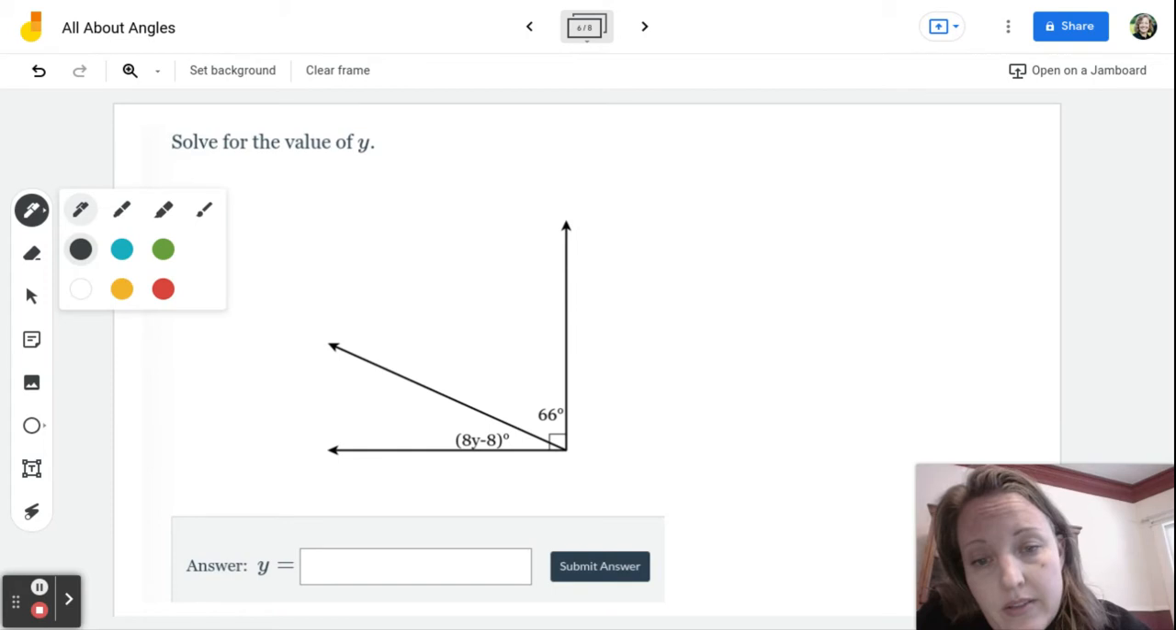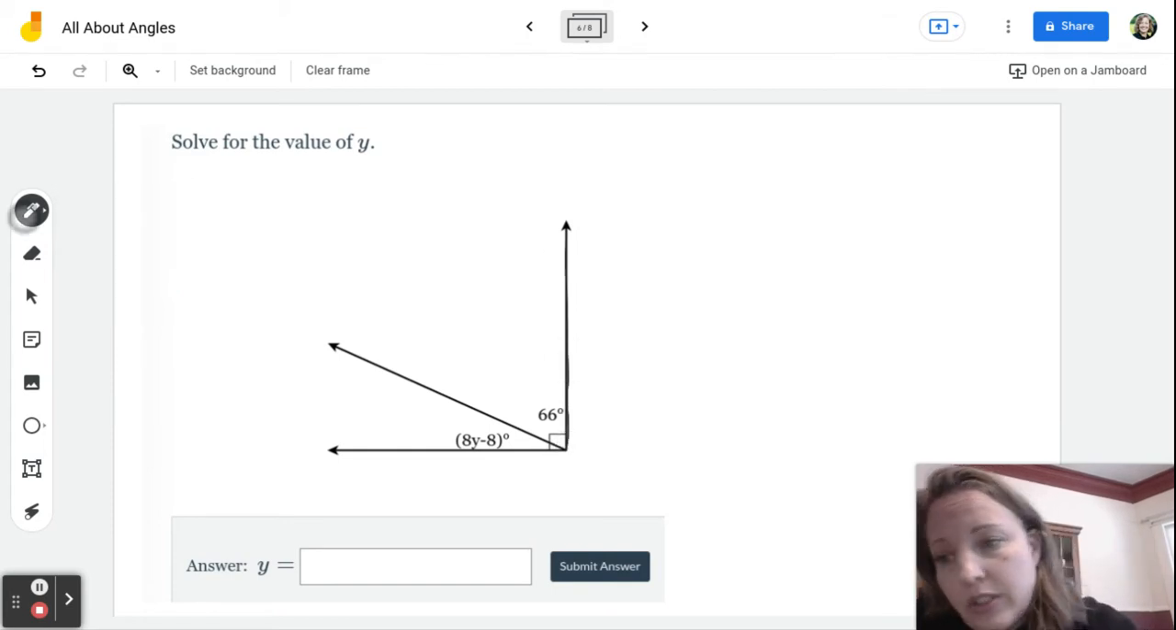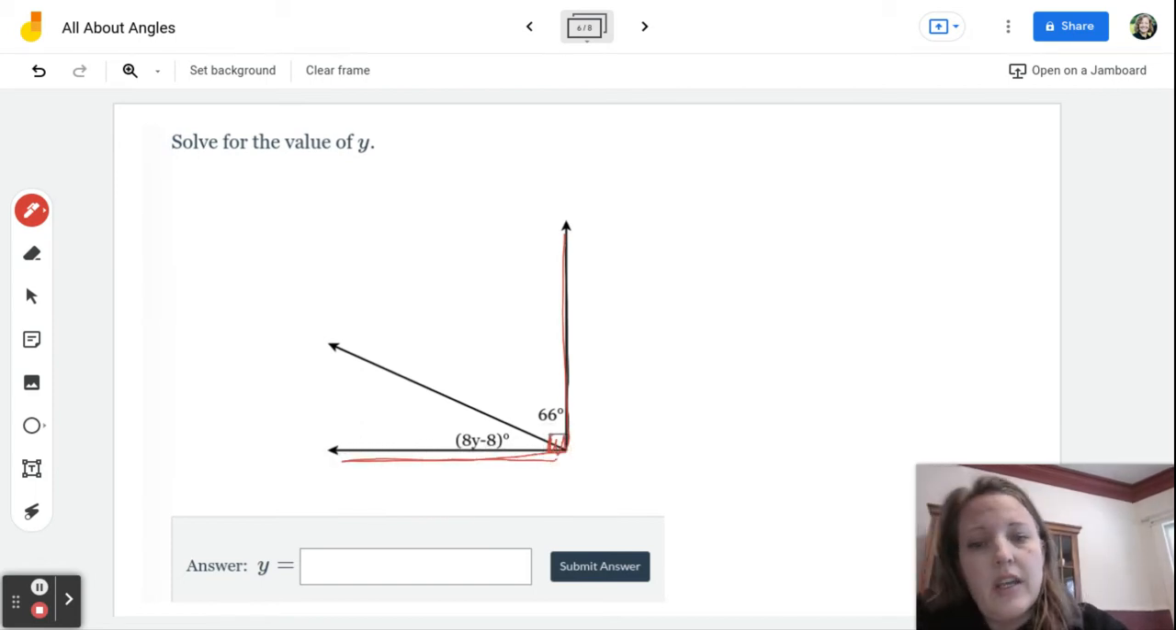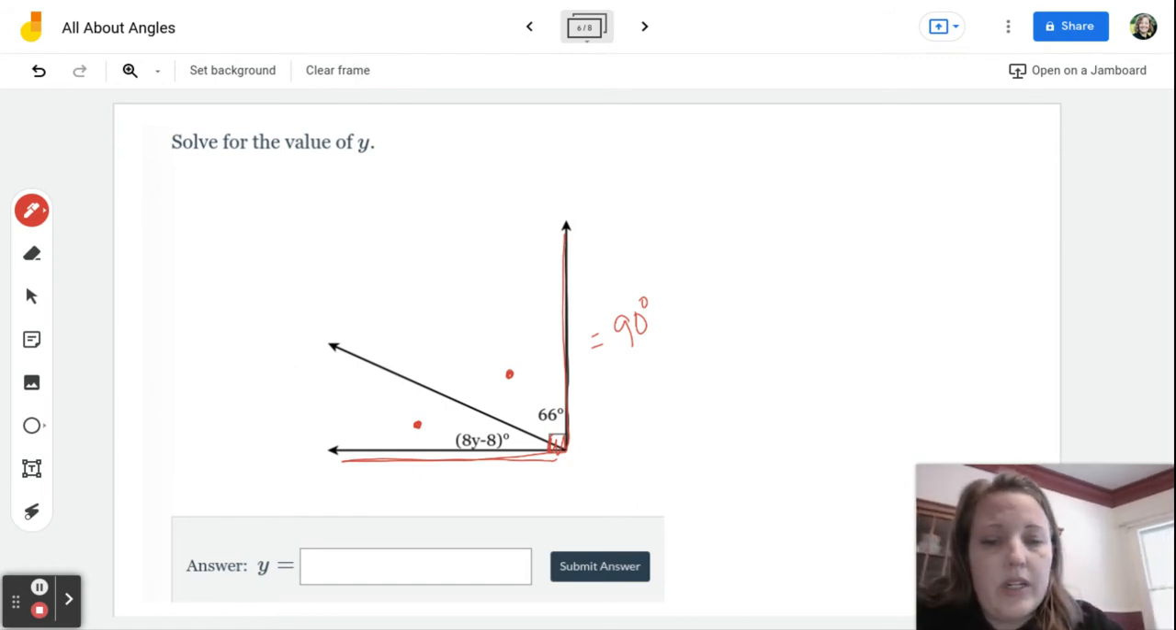So these are complementary angles, right? Because they make a right angle and they're adjacent complementary angles. And so because of that definition, we know that the measure of this angle right here plus the measure of this angle right here are equal to 90 degrees. Okay, well, we're going to use that to our advantage, but we've got to use a little bit of algebra. So we're going to write this out, 8y minus 8.